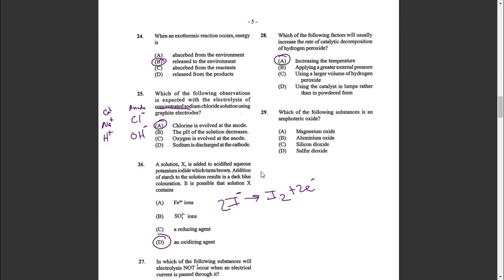29. Which of the following substances is an amphoteric oxide? Amphoteric means that they act as a base in the presence of acid and act as an acid in the presence of base. Aluminum, lead, and zinc are the amphoteric elements, and so they would form amphoteric oxides. In this case, since aluminum represents the amphoteric oxide, it's B.